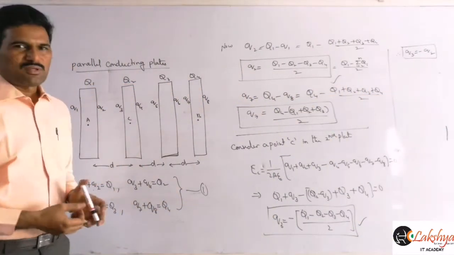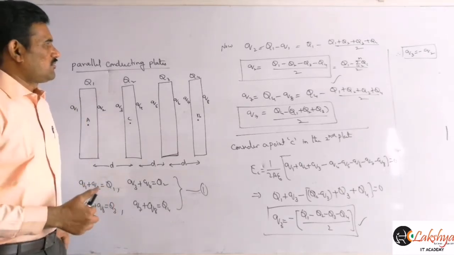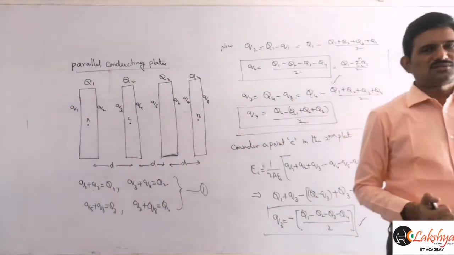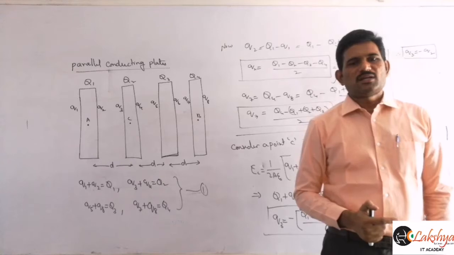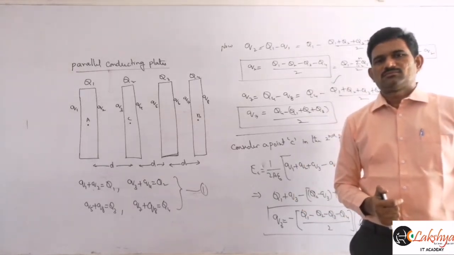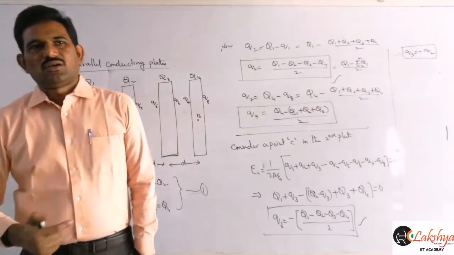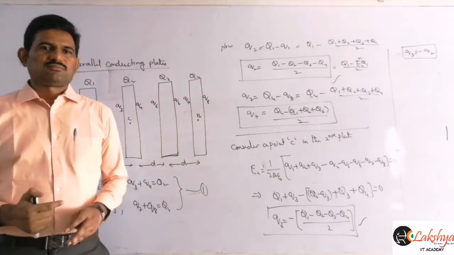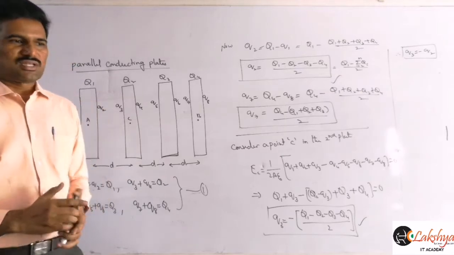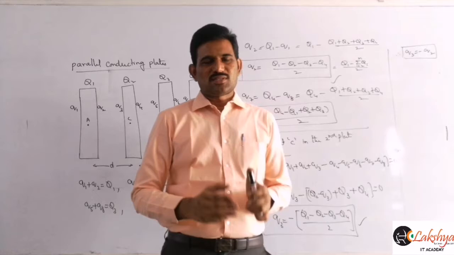So again the first point also I am repeating, so both the points will be together. In parallel plate combinations, the charges appearing on the outermost surfaces will be equal and is equal to the half of the total charge given to the system. So that is the first point.